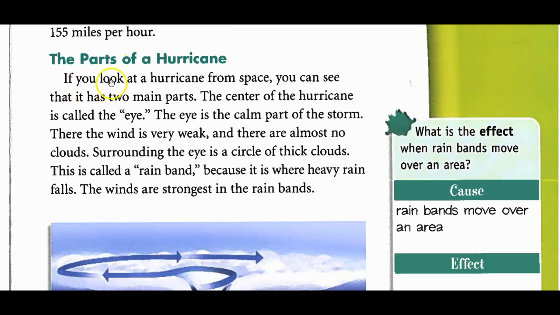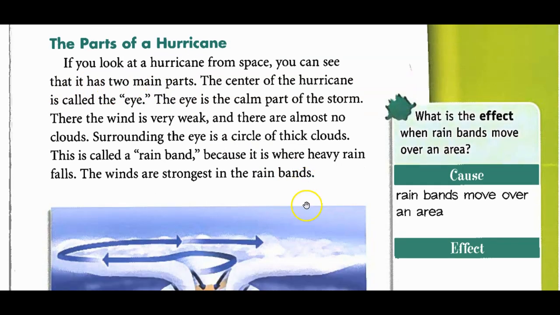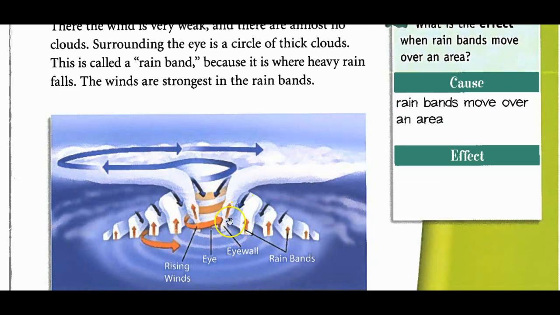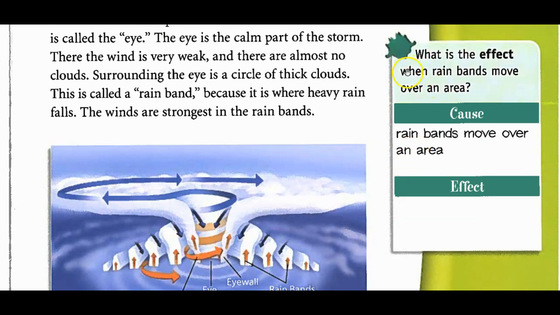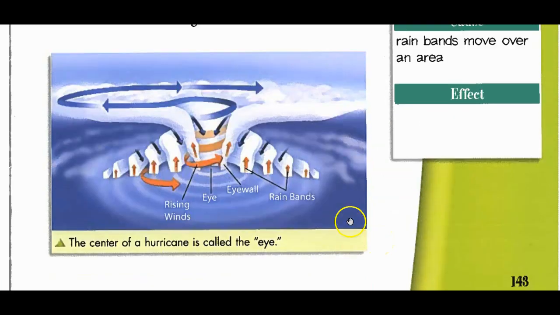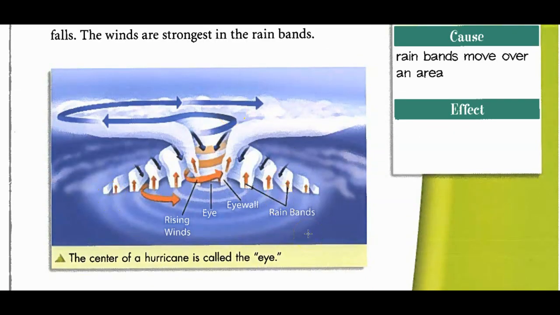So let's do the next part. It says the parts of a hurricane. If you look at a hurricane from space, you can see that there are two main parts. The center of the hurricane is called the eye. That's this part right here, the eye. The eye is the calm part of the storm. There the wind is very weak, and there are almost no clouds. Surrounding the eye is a circle of thick clouds. This is called a rain band because it is where heavy rain falls. The winds are the strongest in the rain bands. Here's a diagram of what it would look like. Each of these are rain bands right here. Rising winds, just moving around. The center is called the eye.